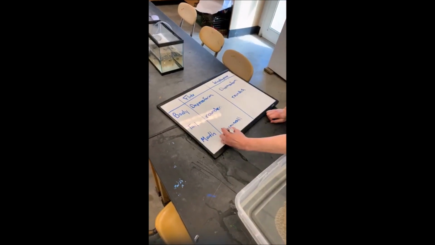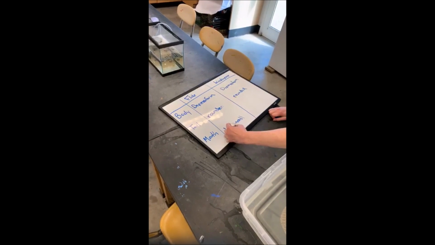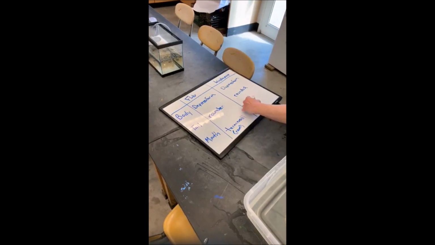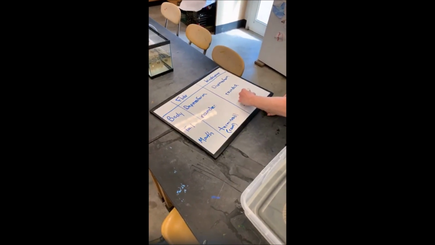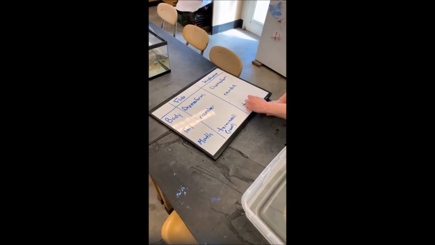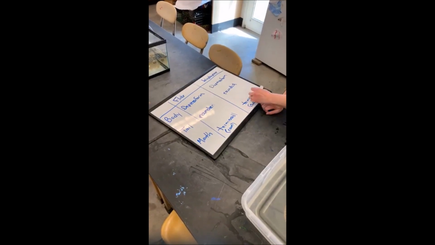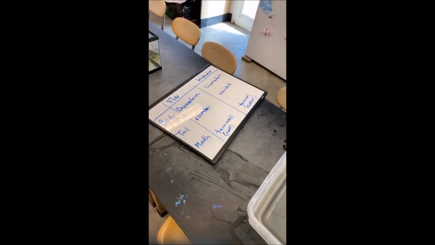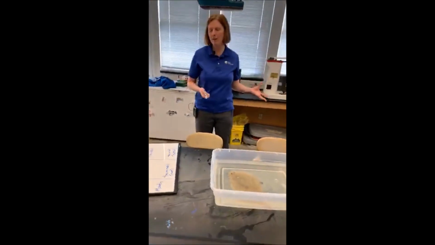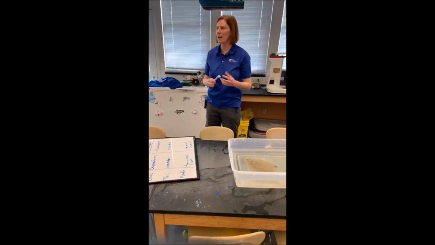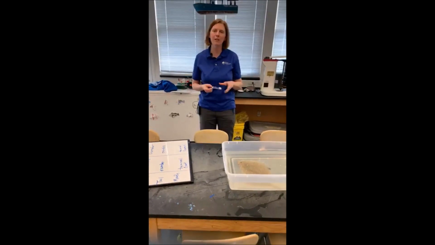The mouth is terminal, but it's more of a ram feeder. This mouth is terminal, but it's more of a suction feeder. Okay, so those are our flatfish. They had a very similar body shape and a lot of similarities in their ecology.